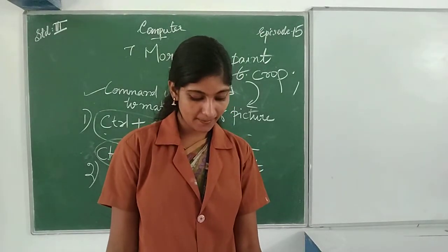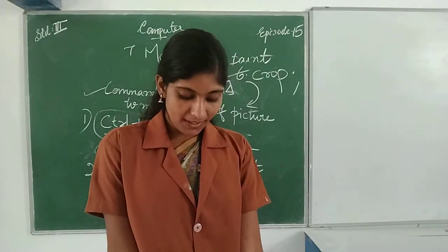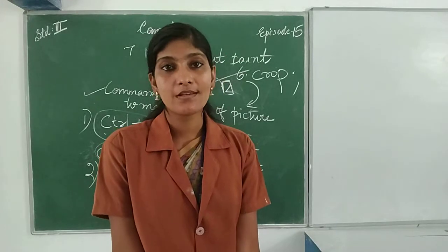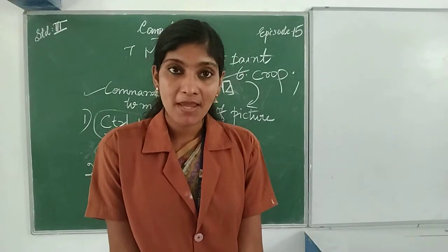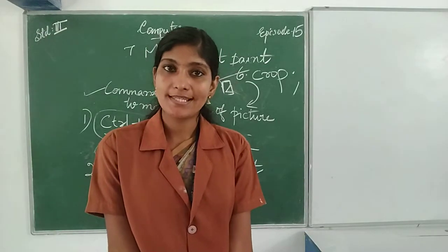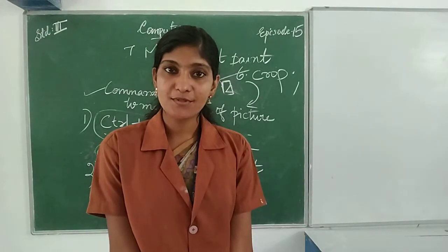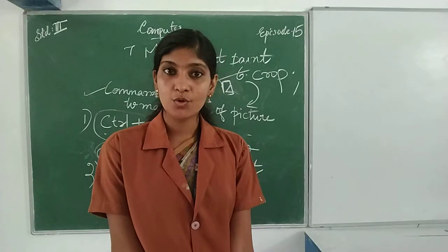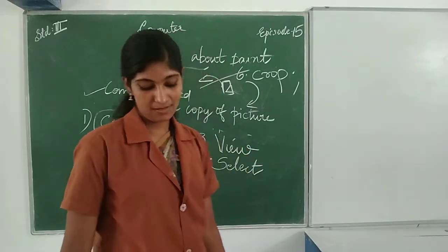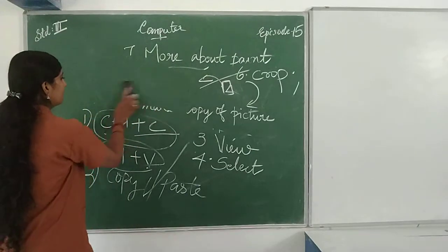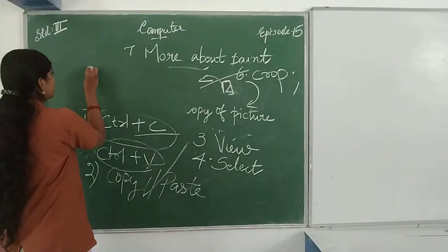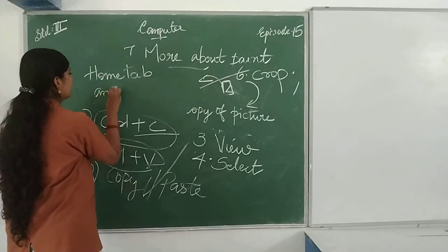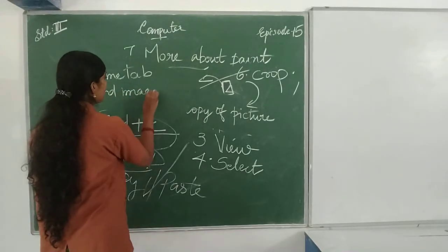Then next: under which tab and group is the resize option present? We already discussed it today. Under the image group we can see there are some options like the rotate option, resize option or skewing options, etc. So what is that tab or group? Home tab and image group. Home tab, H-O-M-E, and which group? Image group. So the answer is home tab and image group.